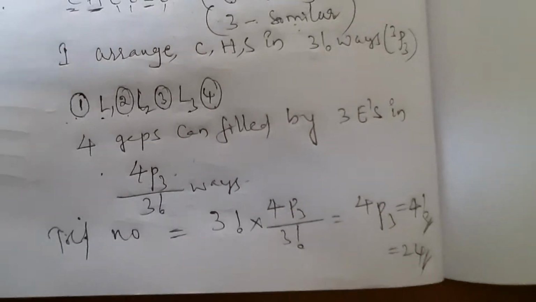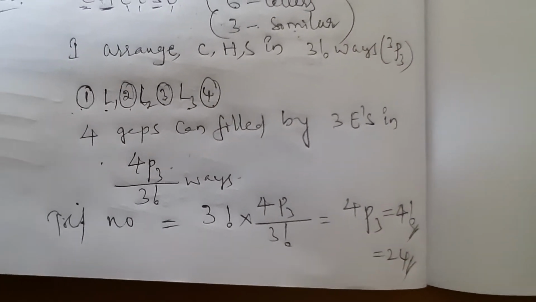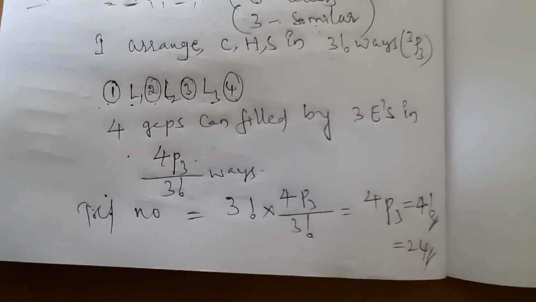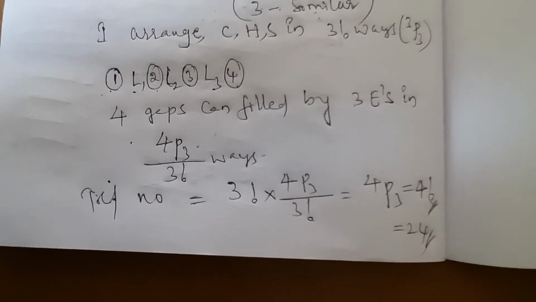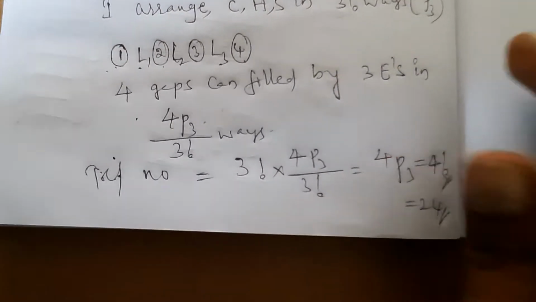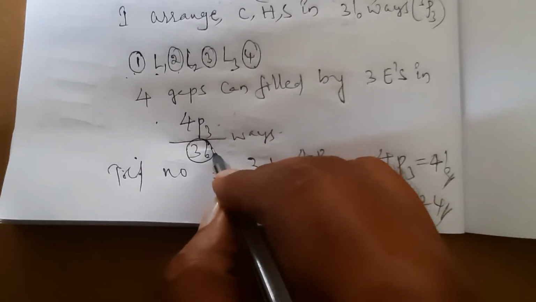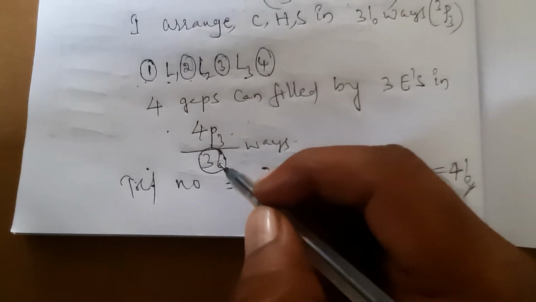So whenever the things should not come together, separate them, arrange the rest of the things. By arranging the rest of the things, you will get the gaps. In the gaps, the things you separated, we have to arrange. Why am I writing here 3 factorial? Since the separated things are similar kind of things. Due to that, I am writing by 3 factorial is the value.